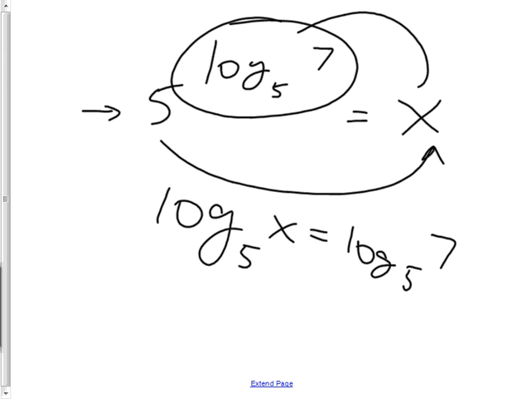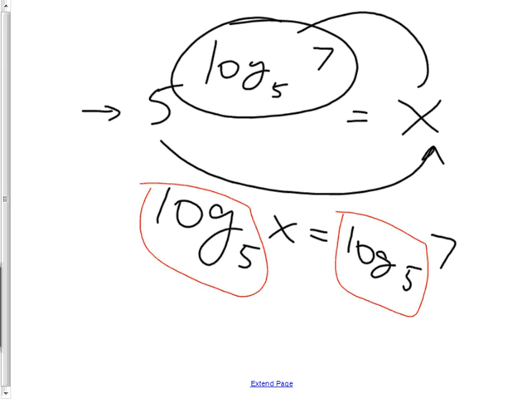Now look at that one. Do you see how there's log base 5s on both sides? Can you see that x has to equal 7? All right, now would it have been faster to just look at this problem and say, oh, since these are the same, that's the answer? Yes?